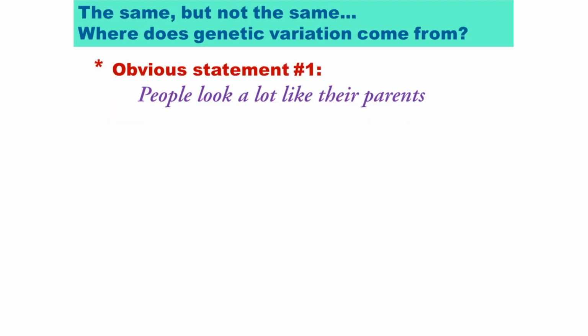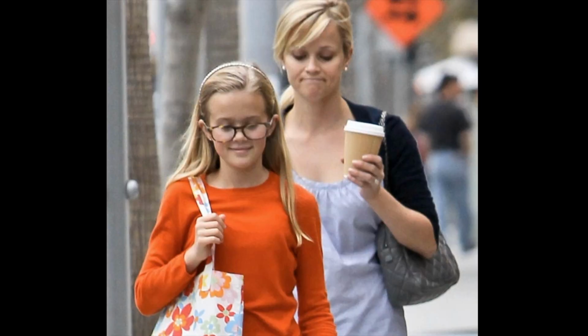Why is it that siblings look like each other, but not exactly the same? So I call this obvious statement one, because it is obvious that people look a lot like their parents. Here's Tom Hanks, Colin Hanks. It's remarkable how similar they look.